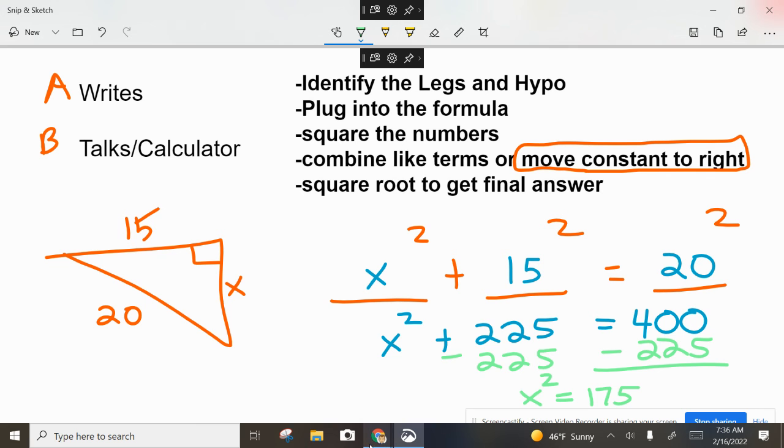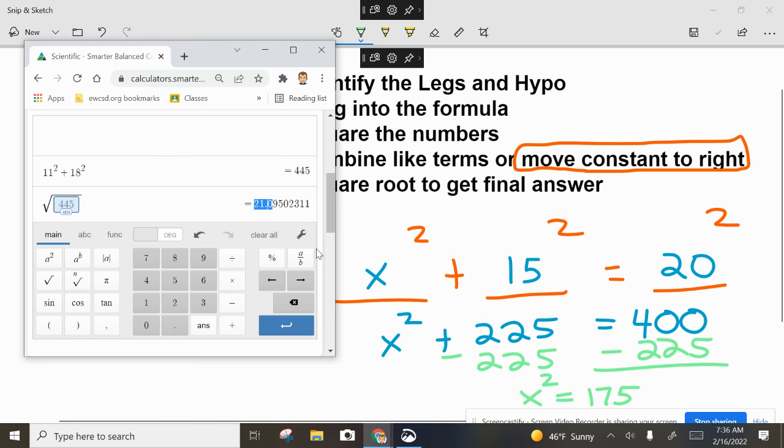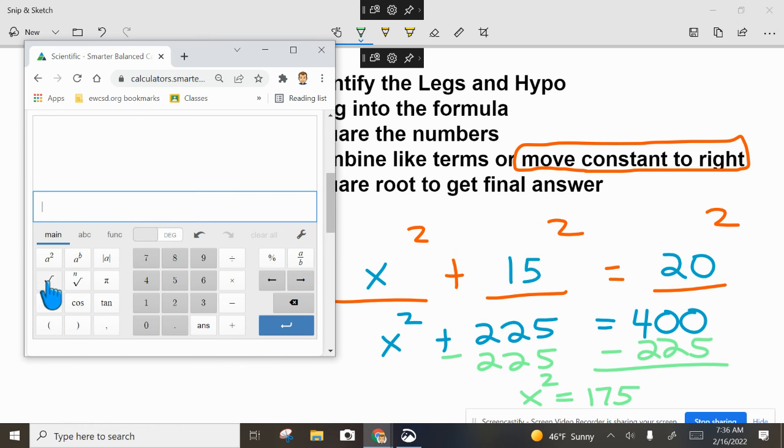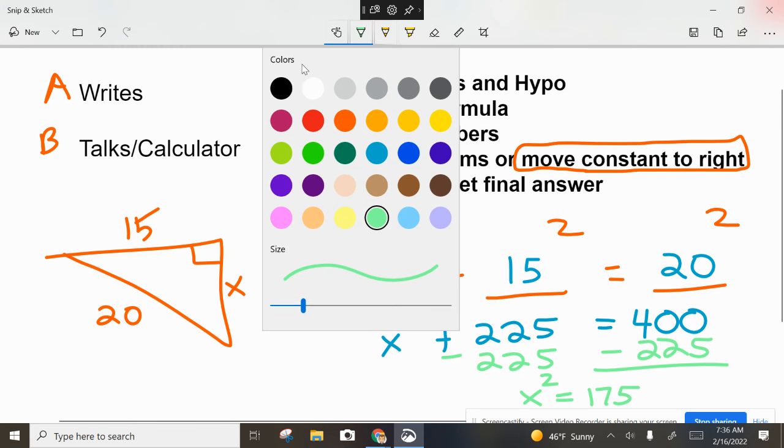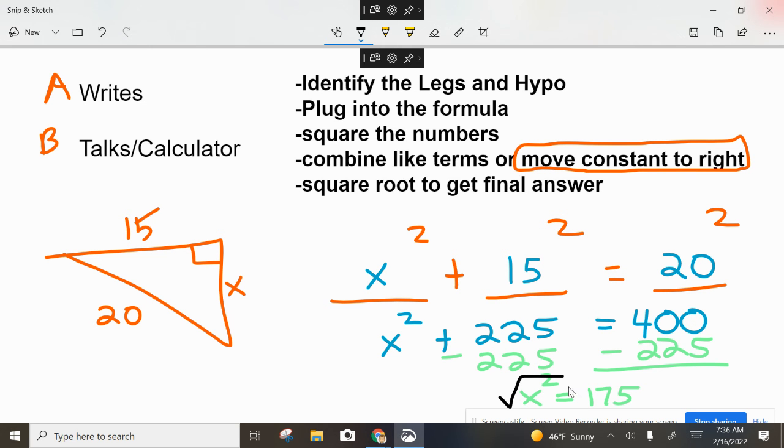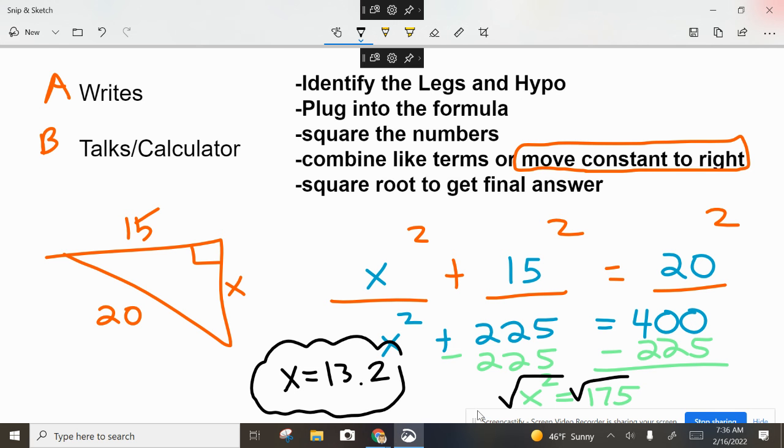So where's my calculator? Let's take it out. How do we finish it? We're going to clear all this and go square root of 175. And we get 13.2. 13.2. All right? Making sure you're good. We're going to square root both sides so you can see that. Final answer is 13.2. All right, you guys got this. Let's do one more. One more. Let's see how you guys are doing.